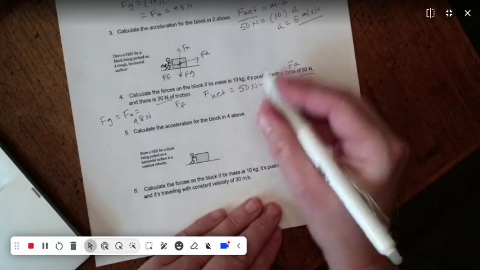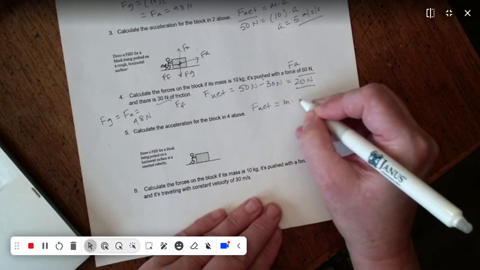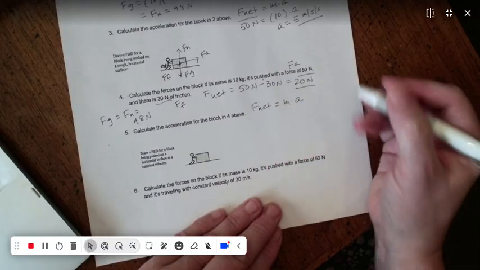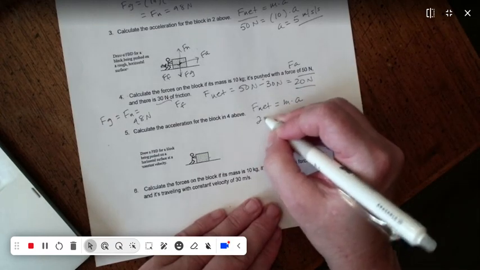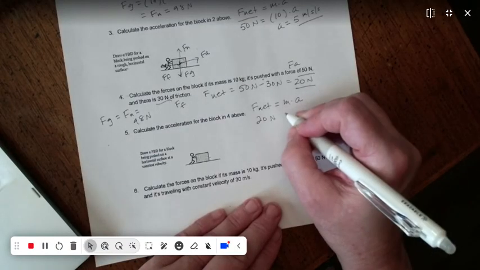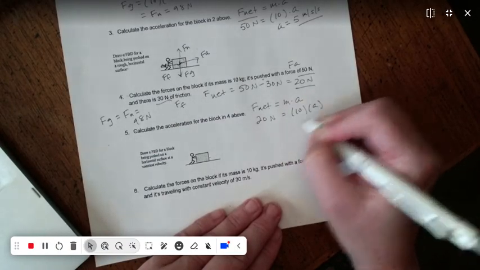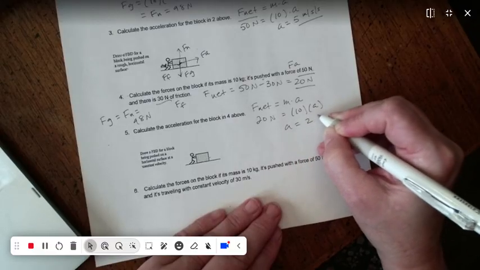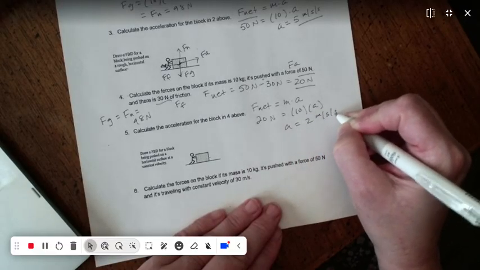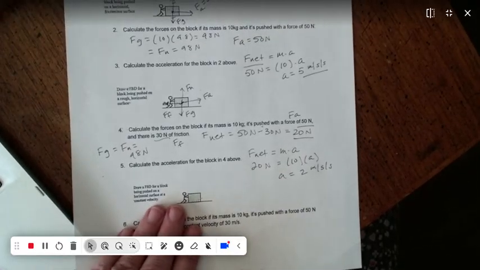Acceleration, same as I used up here, F net equals m times a. 20 newtons. So now my net force is less because I had to take off for friction. So I got 20 newtons equals 10 times a. So here my acceleration is only 2 meters per second. See, that's less than it was before because I have to adjust for friction.